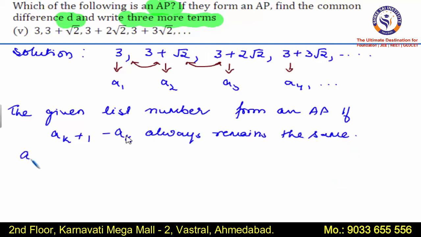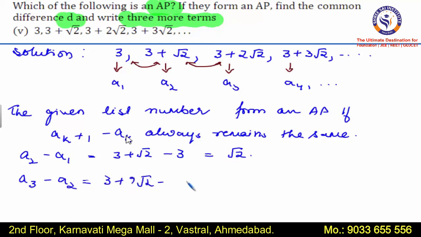First, let us find out A2 minus A1. So this is equal to 3 plus root 2 minus 3. This is equal to root 2. Now let us find out A3 minus A2. This is 3 plus 2 root 2 minus 3 plus root 2. So this is equal to 2 root 2 minus root 2, and this is equal to root 2.